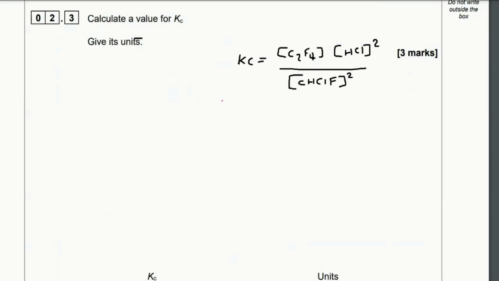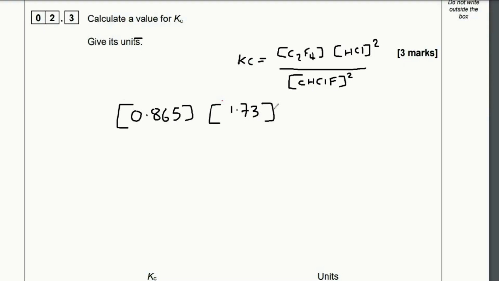Okay guys, don't forget to pause the video and have a go at these. So 2.3, calculate a value for Kc. So what we need to do here is just simply plug the values in. So 0.865, that was the moles of C2F4.